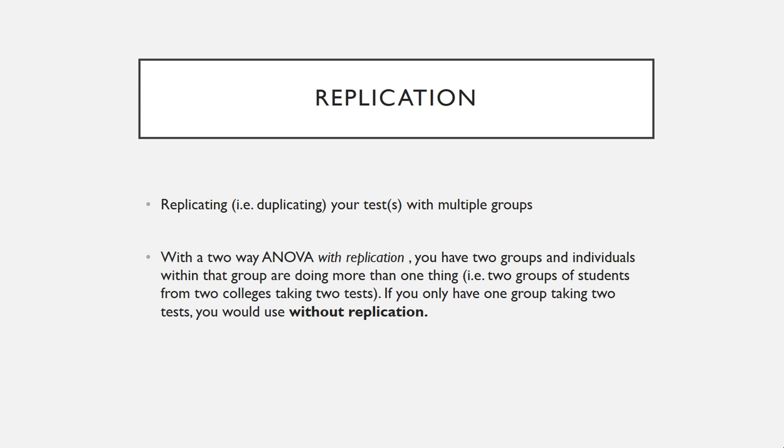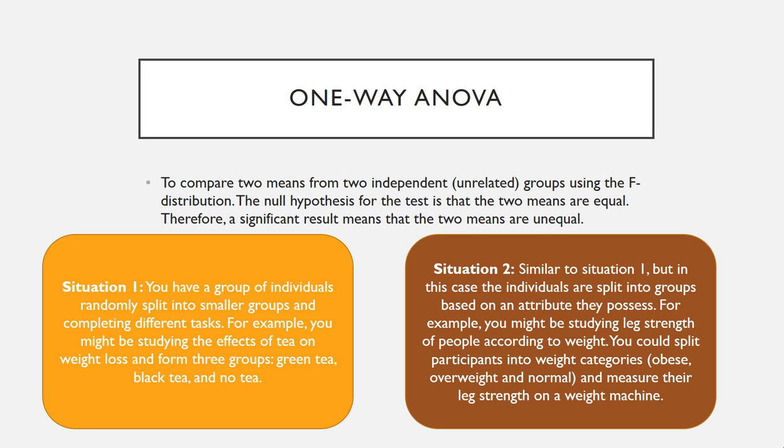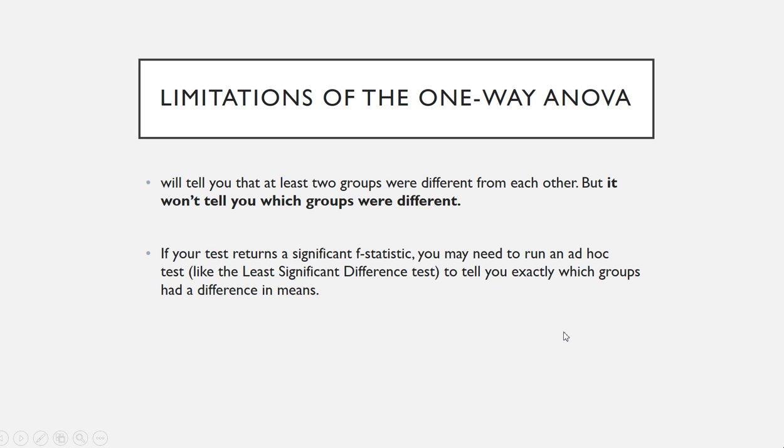Two way ANOVA with replication. You have two groups and individuals within the group that are doing more than one thing, right? For example, a group of students from two colleges taking two tests. If you only have one group taking two tests, you would use without replication, right? You don't have to replicate them, repeat them. You are comparing two independent groups using their distribution. So the null hypothesis for the test is that the two means are equal, therefore a significant difference means the two means are unequal. Right? The example, right?